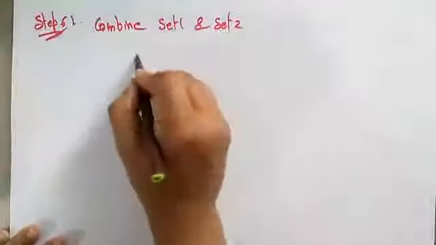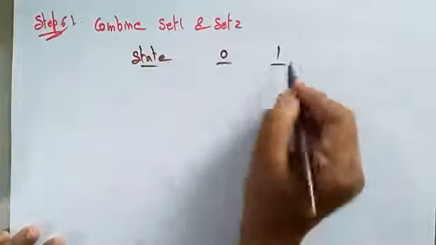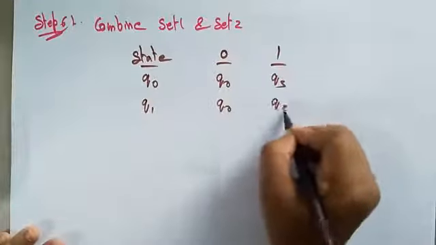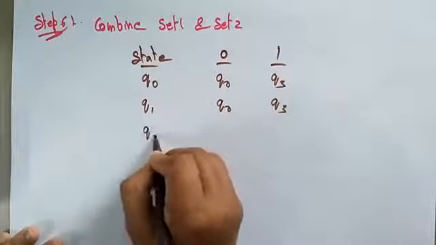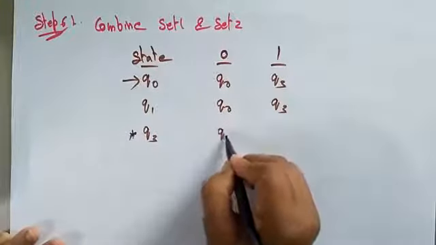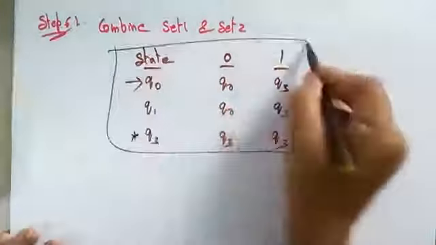After combining set 1 and set 2, you will get the new transition table. What is the new transition table with states on 0 and 1? The first table contains Q0. I didn't change the first table because it doesn't have any similar rows. In the other table, this is the initial state and Q3 is the final state. In place of Q5, I need to write Q3. So this is my final transition table.